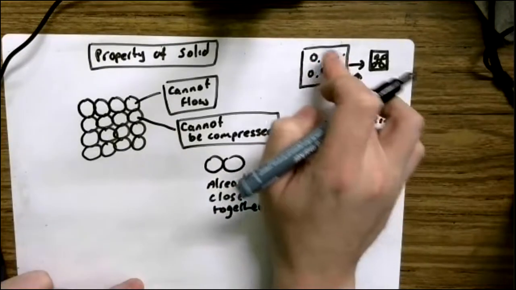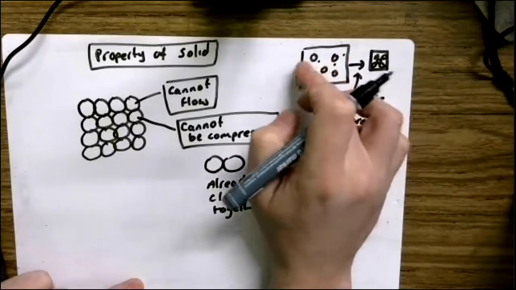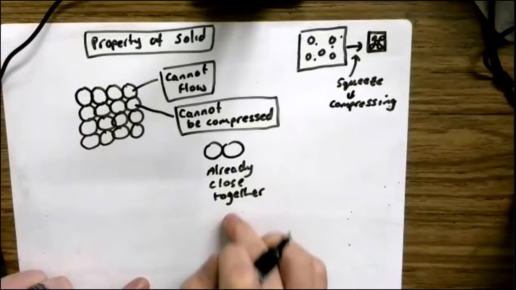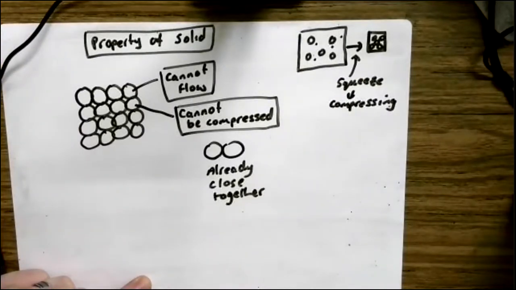Here there was lots of space. This would be gas particles. There's lots of space in between them. We can squeeze the space. We can push the atoms closer together. Here we cannot push the particles closer together because they are already touching.